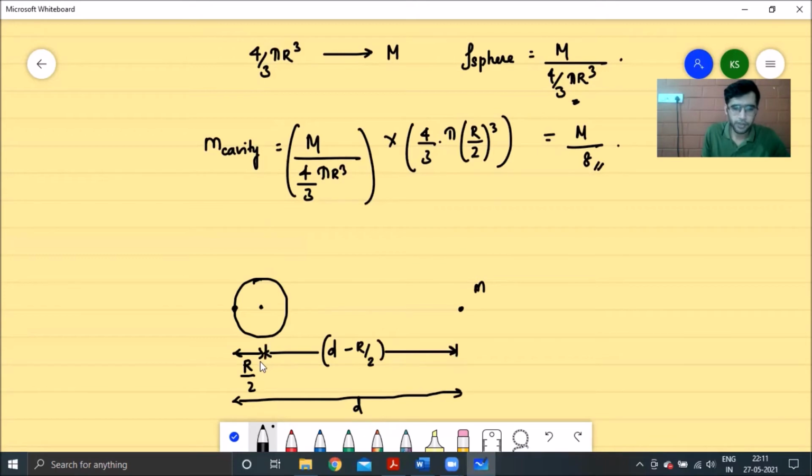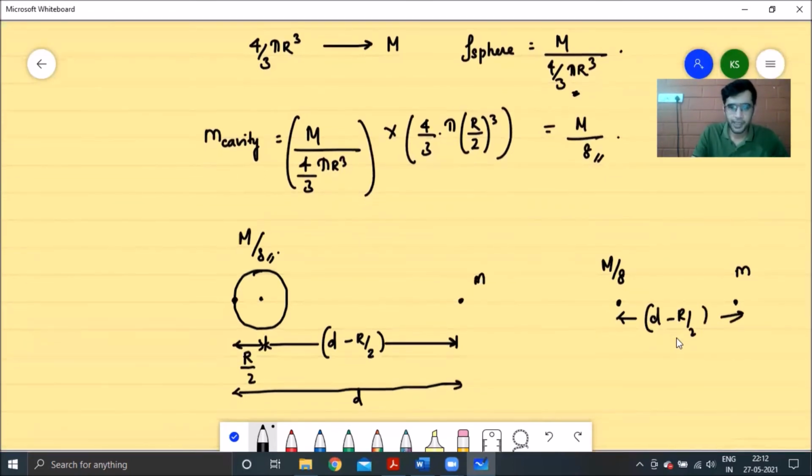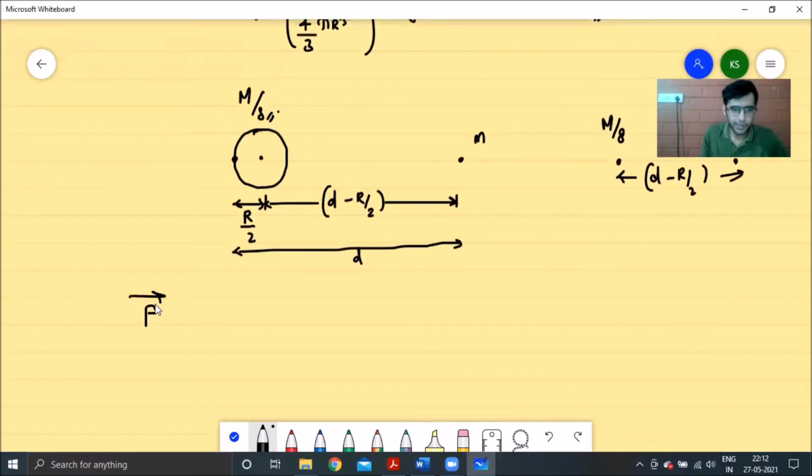And once again, we are finding out what's the force exerted by a sphere on a particle, right? And since the particle is once again outside the sphere, we can treat the sphere as a point particle. And we found out that the mass of the sphere was equal to M by 8. So to find out the force exerted by this sphere on this particle, we can essentially say that the entire mass of the sphere is located at its center. So then we can convert this problem to a point particle of mass M by 8, another mass small m, and the distance between these two will be equal to d minus r by 2. So what is the force exerted by the sphere occupying the volume of the cavity?